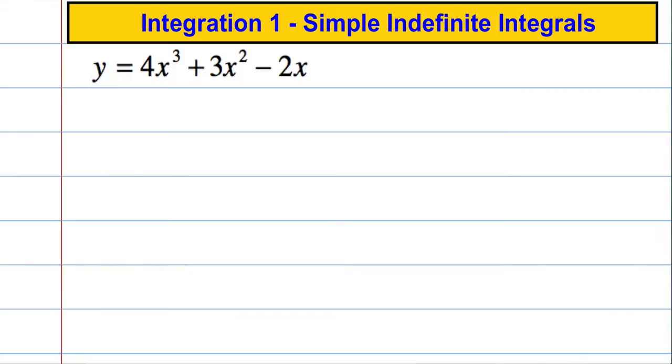So integration is simply the reverse of differentiation. If we had a function y equals 4x cubed plus 3x squared subtract 2x, we can work out dy by dx, the derivative of y with respect to x, which gives us 12x squared plus 6x subtract 2. Well, if I was to integrate this function here, 12x squared plus 6x minus 2, it should take me back to this.